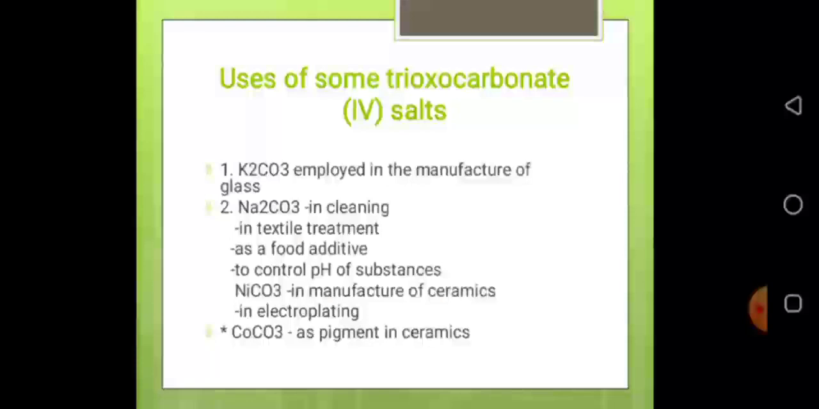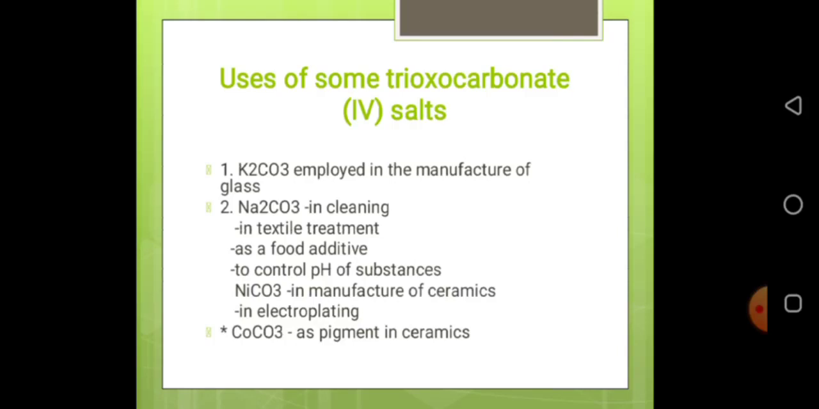Uses of trioxocarbonate(IV) salts. Potassium trioxocarbonate is employed in the manufacture of glass. Sodium trioxocarbonate is used in cleaning and in water treatment. It is also used as a food additive and to control the pH of substances. There is nickel trioxocarbonate in the manufacture of ceramics.